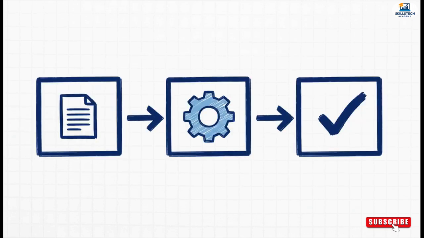Now we get to the heart of the process, the rectangles. This is where all the action happens. They represent the actual work that's being done, those individual tasks. Each rectangle is a specific step, like receive customer complaint or investigate the issue. This is where you detail the what of your process.